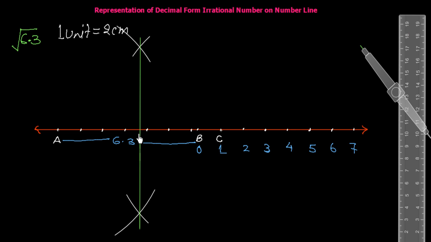Now you see it is our center of AC because it is the perpendicular bisector and divides AC into two equal parts. So give some name to this part also. So we give the name D to this point. So this is our D point we have. So from D we have to draw a semicircle on the upward direction, the upper side of this number line, and we have to take the radius AD.